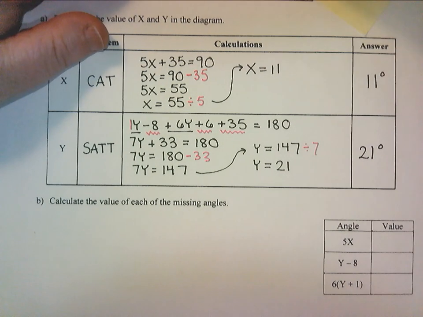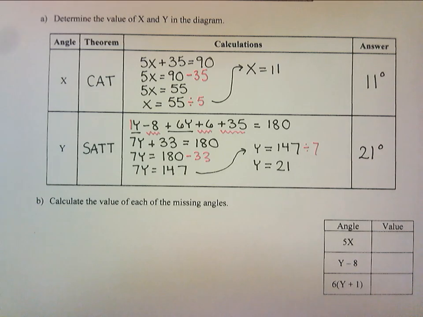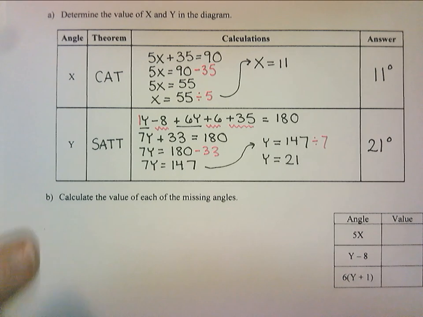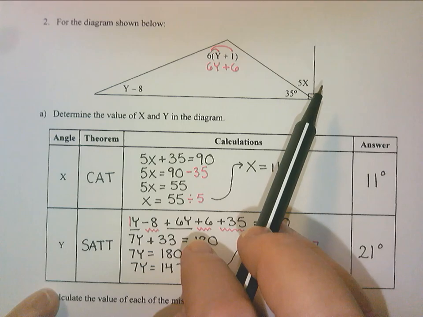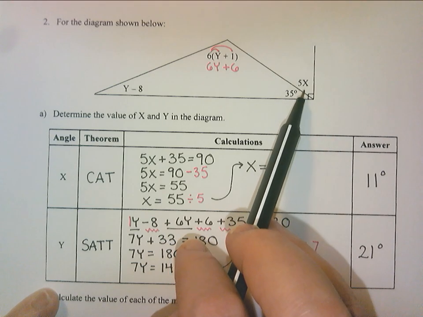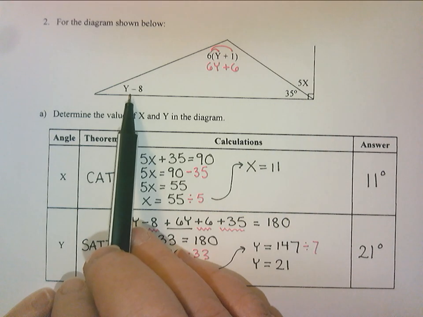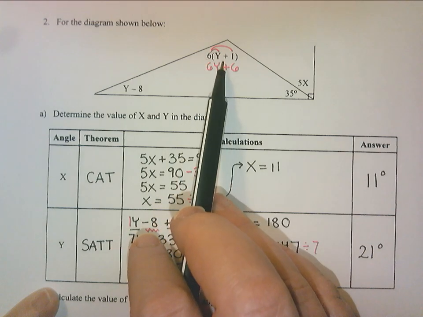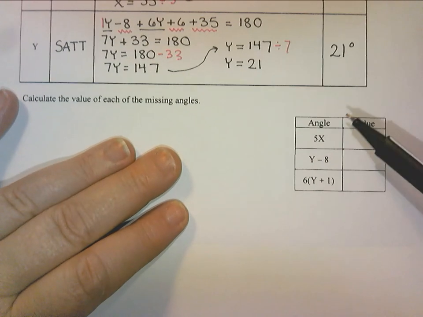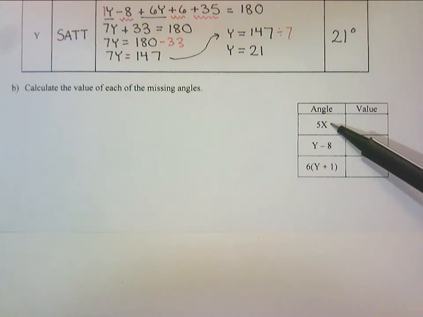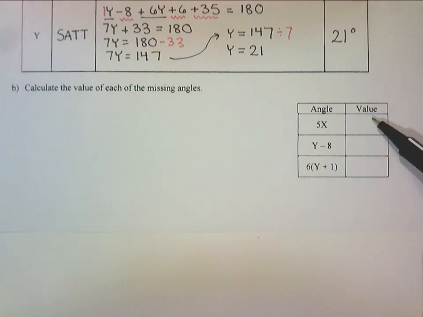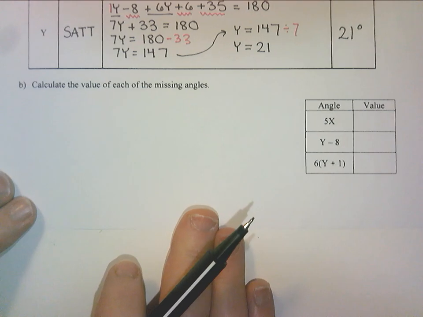Okay, so now that I know what x and y are, there is a part B to this question. It says calculate the value of each of the missing angles. You'll notice in our picture, I have 5x, that's the one over here with the right angle. We have y minus 8 and 6 bracket y plus 1. And those three angles are listed down here on the side. So now that I know what x and y equal, I want to calculate what each of those angles equals.